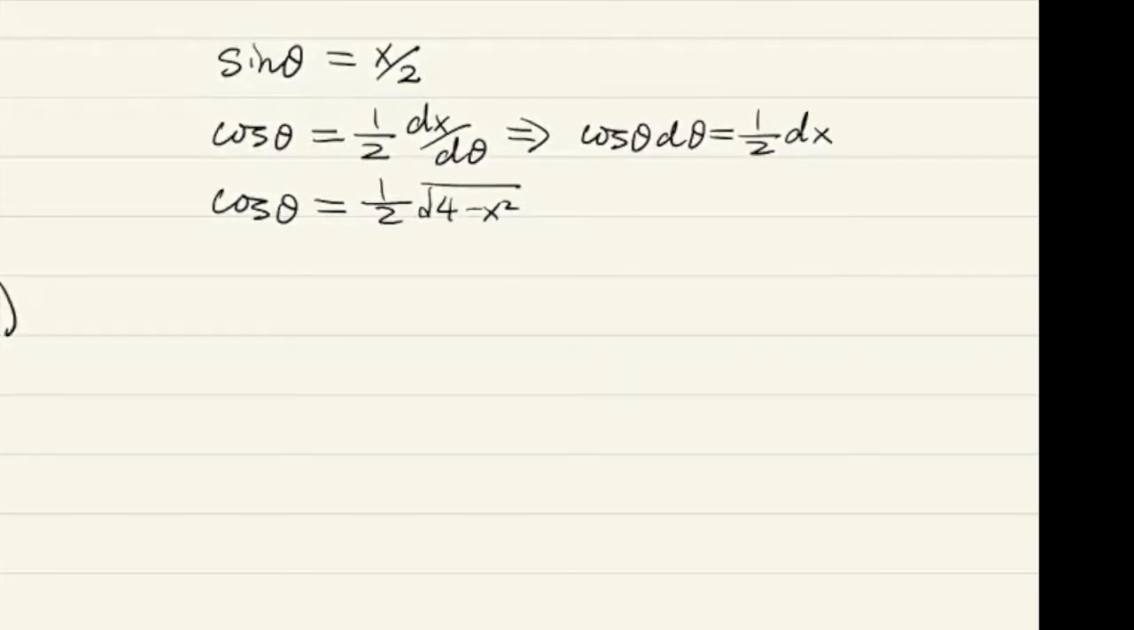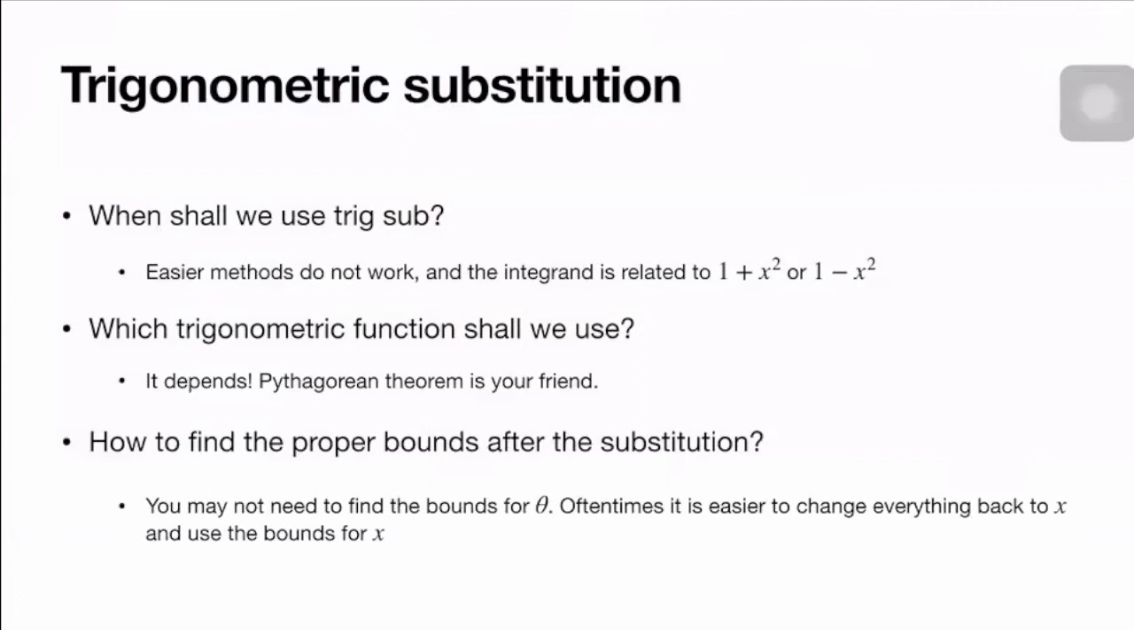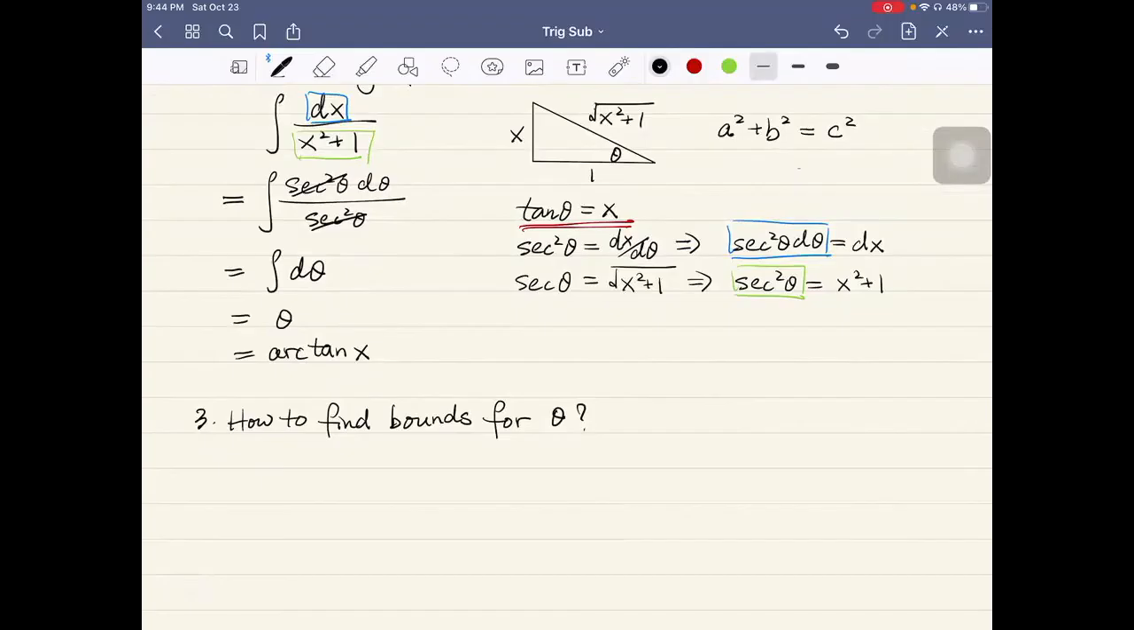Great. The third question is how to find the proper bounds after the trig sub. Well, the answer is that you may not need to find the bounds for theta. Oftentimes, it is easier to change everything back to x and use the bounds for x. But if you want, you can also find the bounds for theta and work with theta. Let's try to reuse this example. So now I want to find the definite integral from 0 to 1 dx over x squared plus 1.